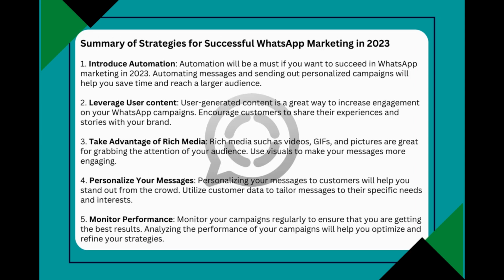customers. Summary of strategies for successful WhatsApp marketing in 2023. 1. Introduce automation. Automation will be a must if you want to succeed in WhatsApp marketing in 2023. Automating messages and sending out personalized campaigns will help you save time and reach a larger audience. 2. Leverage user content. User-generated content is a great way to increase engagement on your WhatsApp campaigns. Encourage customers to share their experiences and stories with your brand.